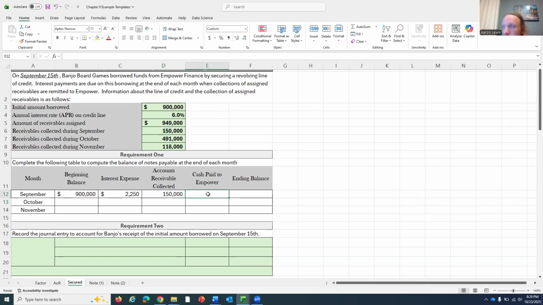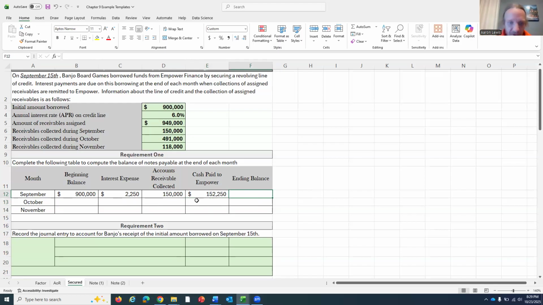So in total, the amount of cash that we are going to pay to Empower is the $150,000 worth of the assigned receivables that we collected, plus the 2,250 interest charge. So we owe them 152,250 bucks. What will our ending balance be?